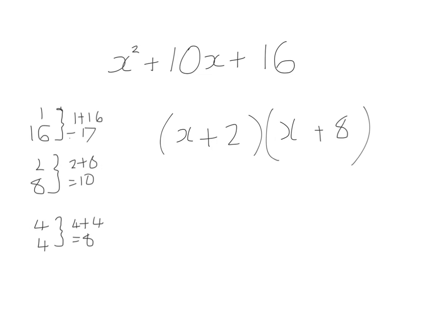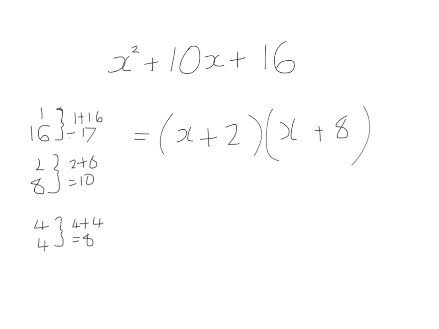Okay, so factorising this, I need to look at this last term here and find the factor pairs of it. So you've got 1 and 16, when we sum that, 17. 2 and 8, when we sum that, we get 10. 4 and 4, when we sum that, we get 8. So we're going to use this factor here. Then we just simply have to write it as x plus 2, x plus 8.